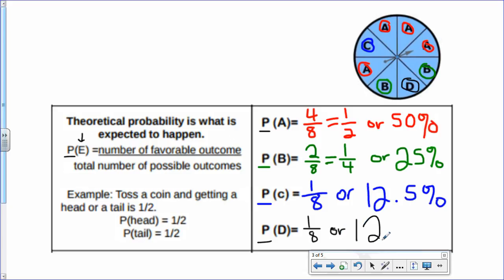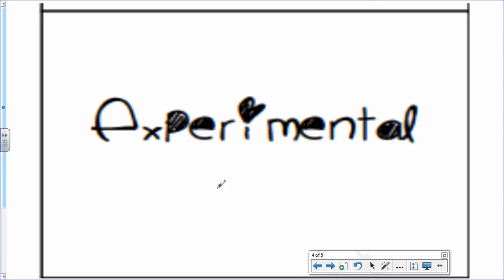Just sometimes when you're comparing probabilities, it's easier to write it as a percent. It's also more common what people will say. If you say you have a 50% chance of happening versus saying you have a 4/8 chance, most people will recognize the 50%. All right, so on to experimental probability.